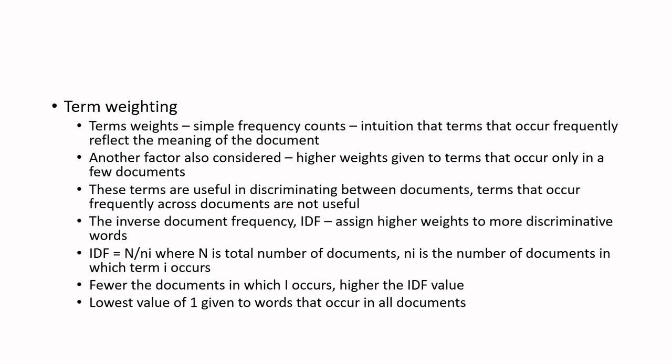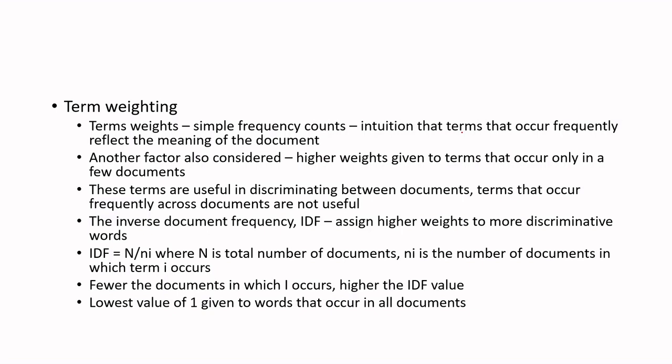Okay, next we come to the concept of term weighting. How is a term represented in our system? Earlier we said we can have a bag of words model where every word is represented as either present or not, or a slightly better model is the frequency of occurrence of a word within a document. That is another way of representing it. That is the simplest way. So term weights can be simple frequency counts.